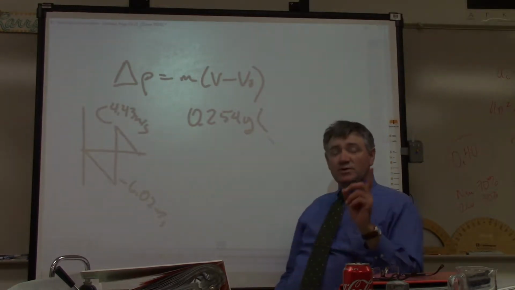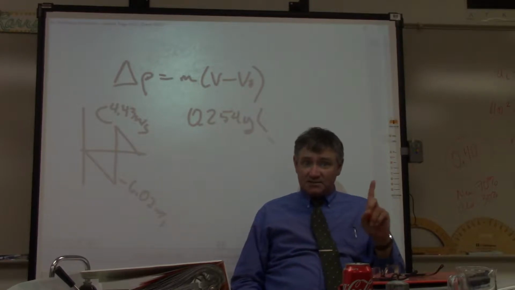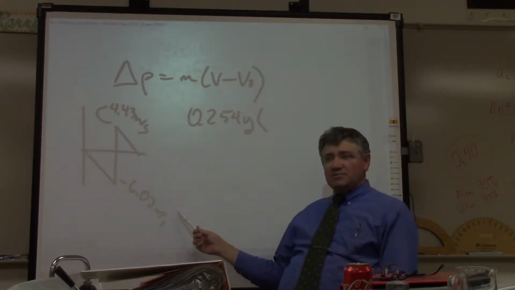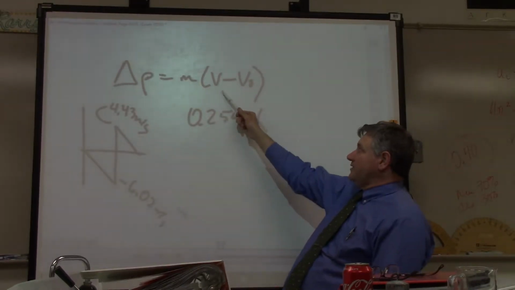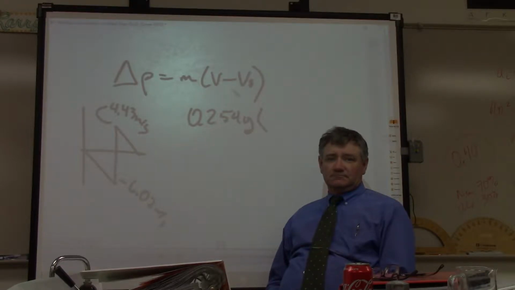Now, this is what you have to be very careful of, okay? This is the most daunting task of this problem. Is the negative 6.02 V or V naught? V naught. That's when V hits V naught. Yeah. V naught. It'd be V naught.